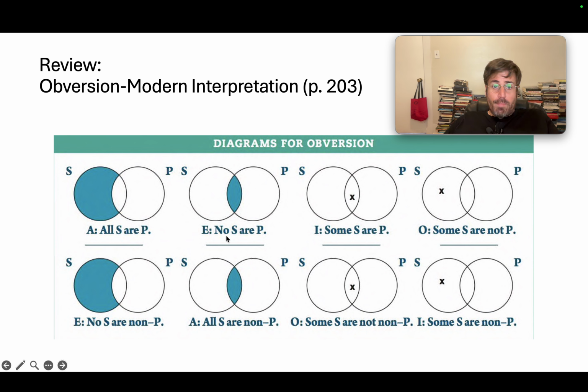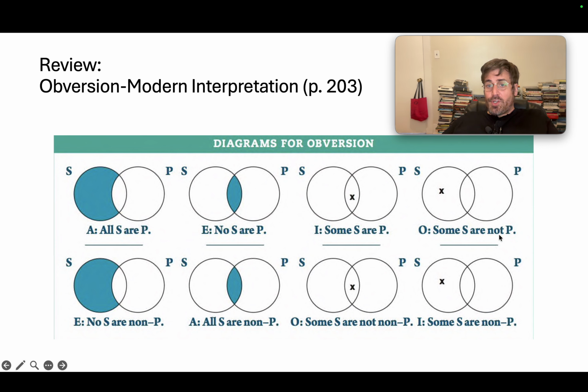The E proposition, no S are P, becomes an A proposition, all S are non-P. These are logically equivalent, so this is valid. Some S are P becomes some S are not non-P. This is a valid inference. These are logically equivalent as well.